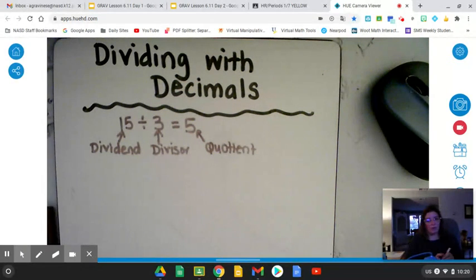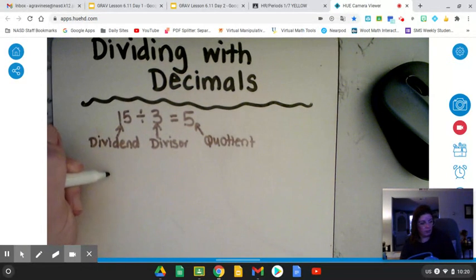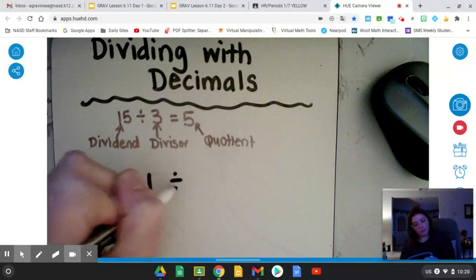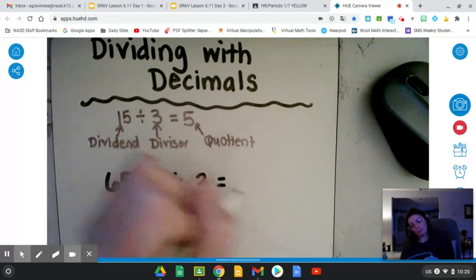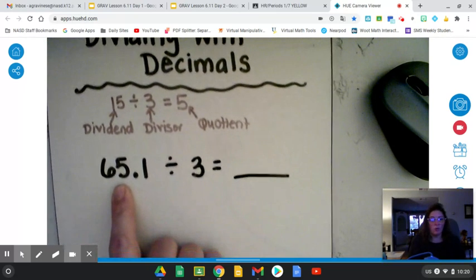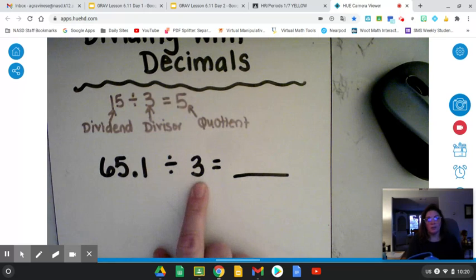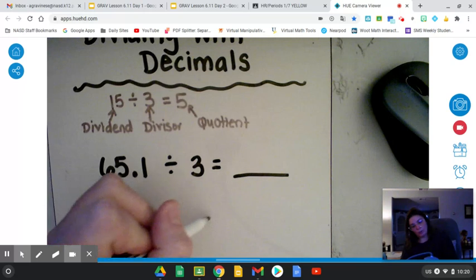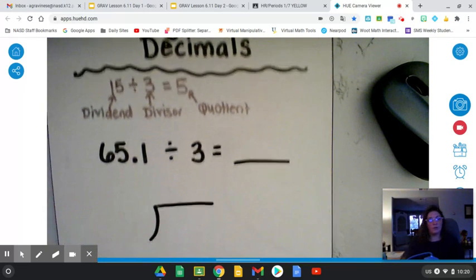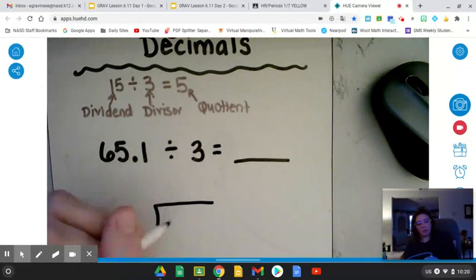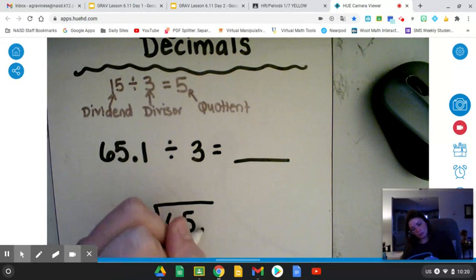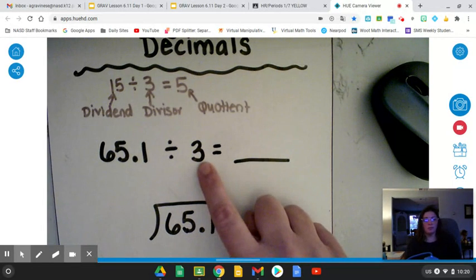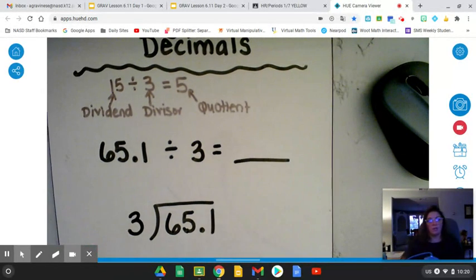Let's look at our first problem. We are going to take 65 and 1/10 divided by 3. So we have 65 and 1/10 divided into 3 equal groups. To set up this problem, I'm going to use my house. 65 and 1/10 is my dividend, so that goes inside the house, just like if it was a whole number. And 3 is my divisor, so it goes on the outside of the house.